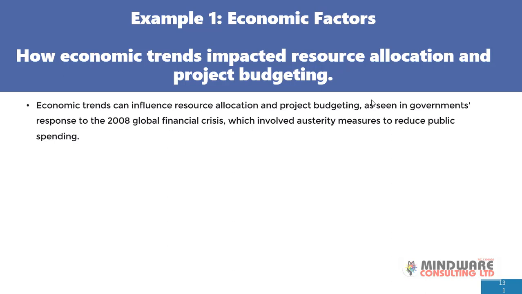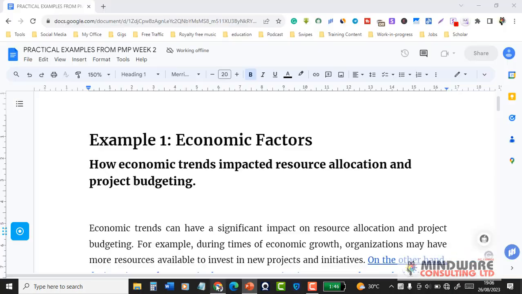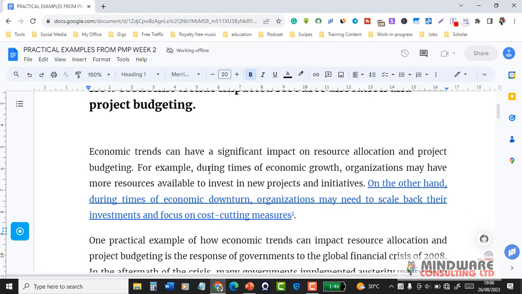A very practical example of this was seen in the response of governments all around the world during the 2008 global financial crisis. We saw how those governments began to react and cut costs so as to reduce public spending. Let me just go to a note I did. I've already done the research on this, so let me show it to you.